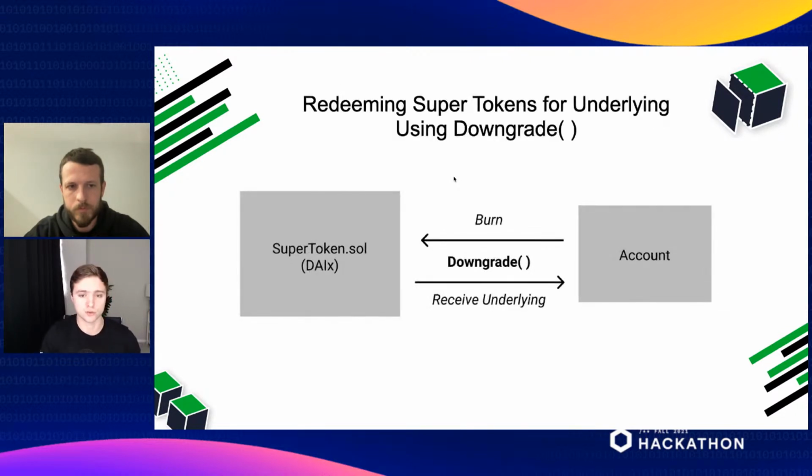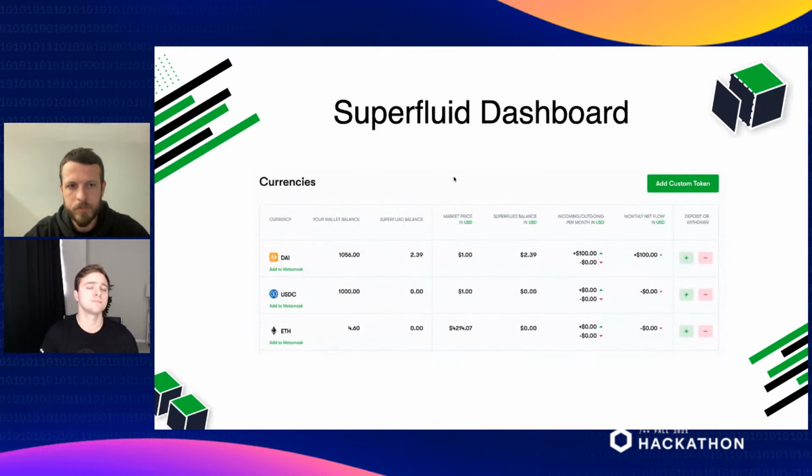And then if you ever want to downgrade and exit the ecosystem, to get your underlying ERC20s back, you could call the downgrade function, which will essentially just burn those tokens, and you'll receive the underlying asset you had back. Again, you can use our dashboard for this. On the right-hand side of my screen here, you can see with this plus sign in the deposit or withdrawal column, you can deposit funds that way. And that will allow you to essentially mint new super tokens.